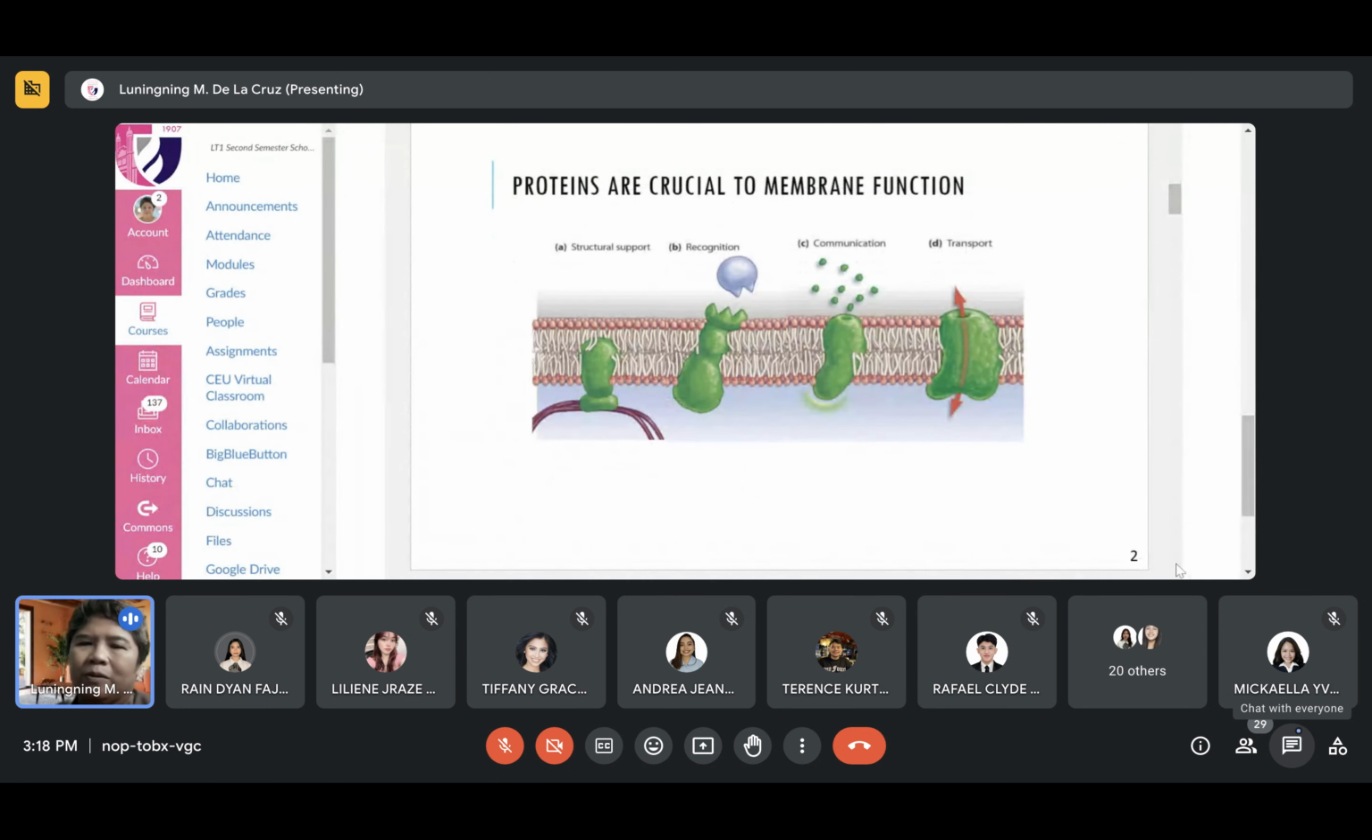So you can see from this illustration that the following are the roles of the cell membrane: for structural support, for recognition, for communication, and for transport. So it's not just a covering, but it is a complex membrane that performs so many functions.